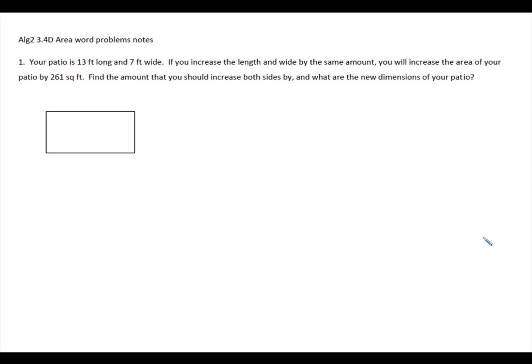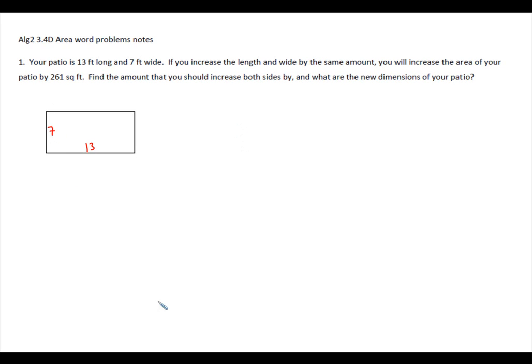Right, Algebra 2, Lesson 3.4D, Area Word Problems. So let's take a look at number 1 here. We have a patio that's 13 feet long by 7 feet wide. So it's 13 feet long, 7 feet wide.